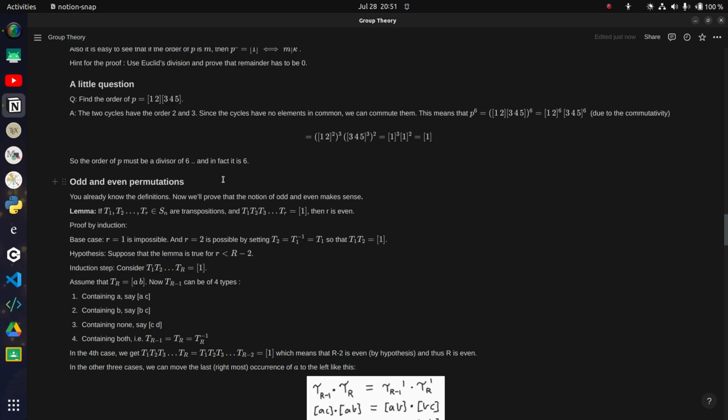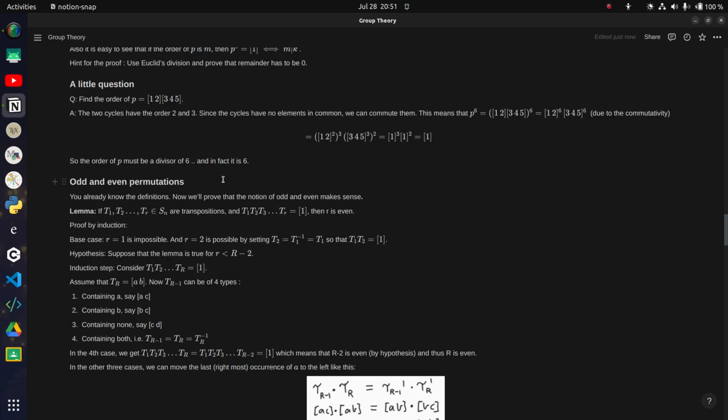Okay, odd and even permutations. You already know the definitions. Now we'll prove that the notion of odd and even makes sense. That is, we'll prove that the parity actually stays the same all the time. So let's suppose that T1, T2 till Tr are transpositions, of course belonging to Sn, the permutation group, and that T1 composed with T2 and so on till Tr, all of them composed together, is equal to the identity element. Well, then r is even.